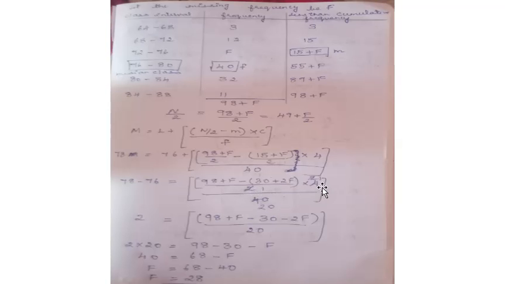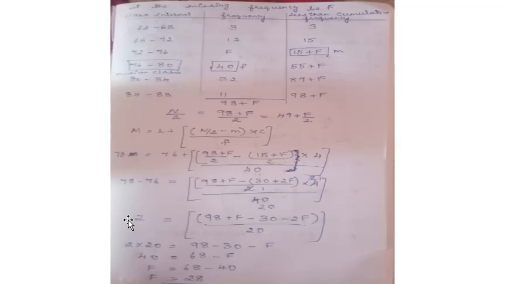So 2 ones are 2, 2 twos are 4. Okay, so 2. Again you can cancel 2 and 40. So 2 ones are 2, 2 20s are 40. Okay, see the next substitute. 78 minus 76, you will get 2 is equal to 98 plus f. You have to remove the bracket. So minus 30 plus into minus minus 2f divided by 20. This is cancelled, this is cancelled. 2 ones are 2, 2 twos are 4. So it is cancelled here too. Again 2 is cancelled into 1 and divided here 20. So 20 is remaining.